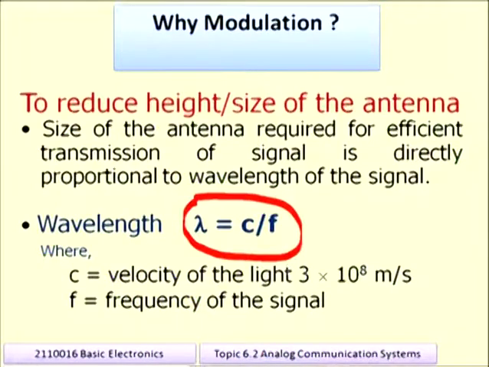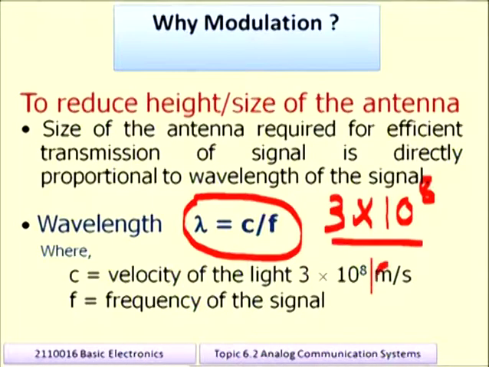So now suppose you consider that my voice, if you transmit without modulation, has a frequency range of 300 Hz to 3.4 kilohertz. Let us consider one particular component, let's say 1 kilohertz. If you want to transmit a 1 kilohertz signal and calculate the size of antenna you require, then you can say 3 into 10 raised to 8 divided by 1 kilohertz. That means 10 raised to 3.